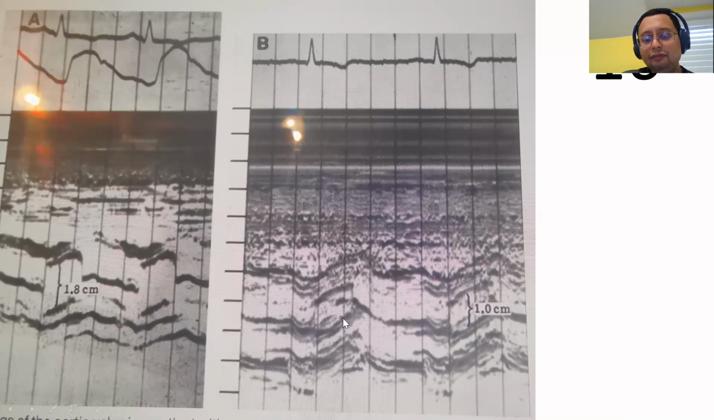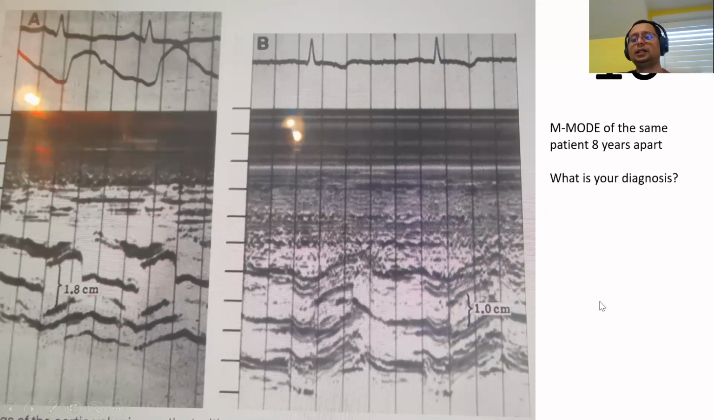Furthermore, you can see that the leaflet is thickened. This is aortic stenosis. So this is a normal aortic valve compared with aortic stenosis. You can see the leaflet that is thickened and the leaflet that is thickened. You can see that the excursion has come down, but the closure is still normal. And you don't see fluttering of the leaflet. So this is calcified aortic stenosis.